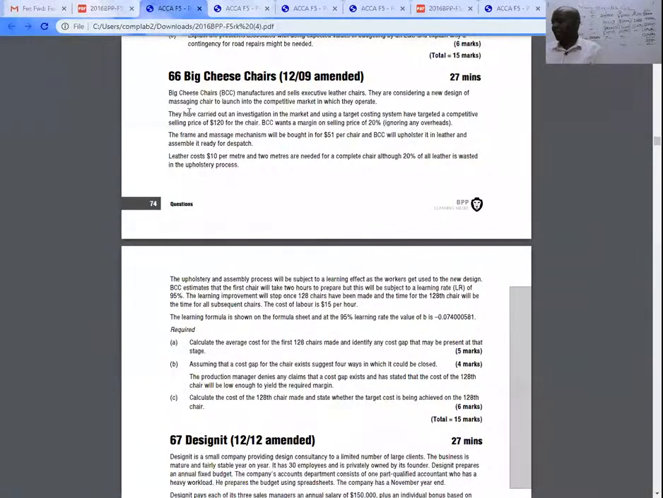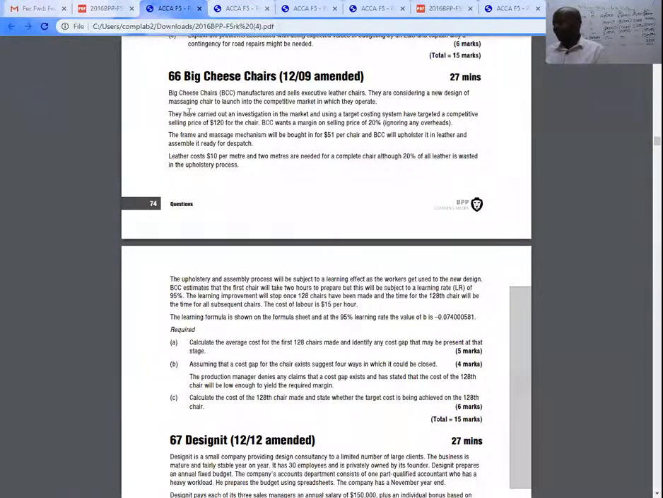BCC manufactures and sells executive leather chairs. They are considering a new design of massaging chair to launch into the competitive market in which they operate. They have carried out an investigation in the market and, using a target costing system, have targeted a competitive selling price of $120 for the chair. So really they have a targeted selling price. Beautiful. BCC wants a margin on selling price of 20%, ignoring any overheads.